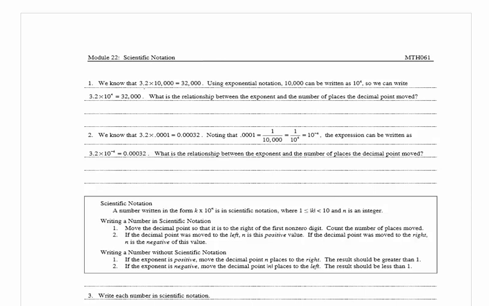So to turn 3.2 times 10,000 equals 32,000, we would have had 3.2 and we would have moved the decimal place 1, 2, 3, 4 times. So we move the decimal 4 units to the right.